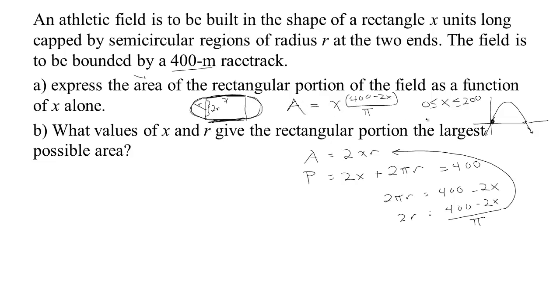So what we have is a continuous function on a closed bounded interval. We can go anywhere from 0 to 200. So if we want to find the largest possible area, we should look for a critical point somewhere in between, right? Check the critical points and the endpoints. So I'm going to find dA/dx. Looking at this, I could use the product rule. You take the derivative of the first, which is 1, times the second, which is 400 minus 2x over pi, plus the first, which is x, times the derivative of the second. Now the derivative of 400 minus 2x over pi is negative 2 over pi. So we get negative 2x over pi.